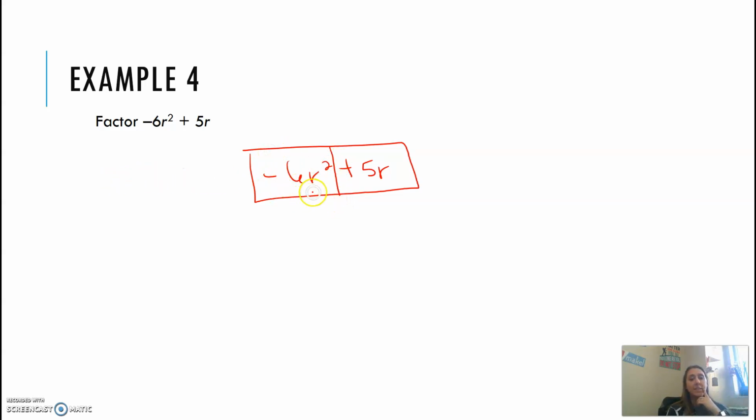So we have negative 6r squared, so I can see that this is an r and it's negative, so I'm going to factor out a negative r. So then I can multiply that by 6r, and I do get negative 6r squared, and then negative 5 will give me a positive 5r. So when the leading coefficient is negative, that's when you factor out a negative.